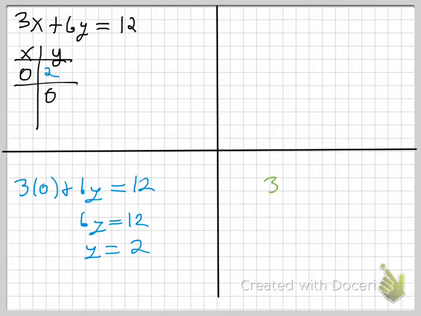Now for my x-intercept, we'll have 3x plus 6 times 0 equals 12, where we plug 0 in for y. 6 times 0 is 0, so long. 3x is equal to 12. Divide both sides by 3. x is equal to 4. Okay, so that's all I need. Two points will determine a unique line here.